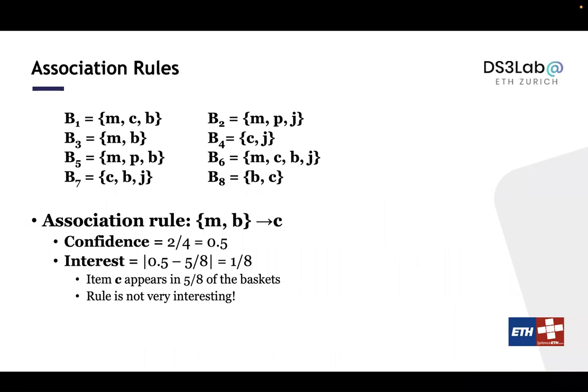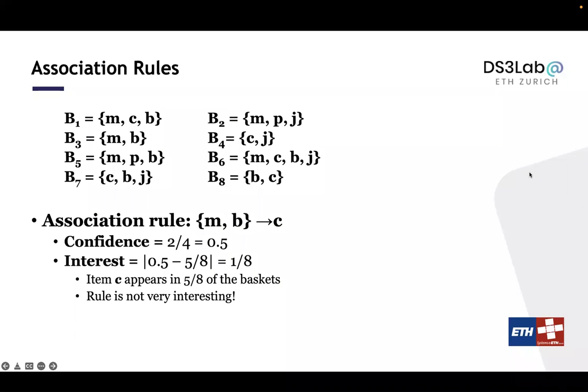So let's look at one example to make sure we are on the same page about all these three important concepts about the rule. Assuming we have this database with 8 different transactions, and given an association rule like MB to C, what is the confidence? To compute the confidence, it's very easy. Let me put M, B, and C together as one item set and compute the support. In this case, the support of M, B, and C equals 2, because only transactions B1 and B6 contain this whole item set.